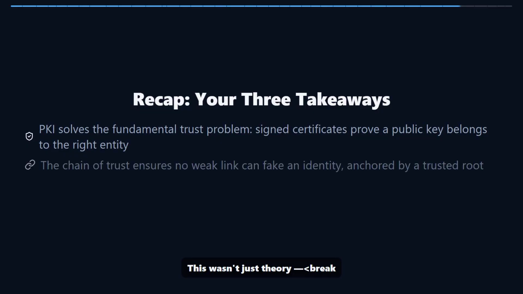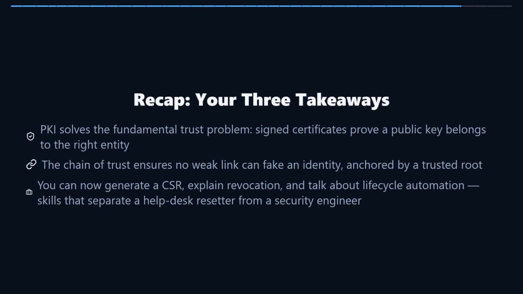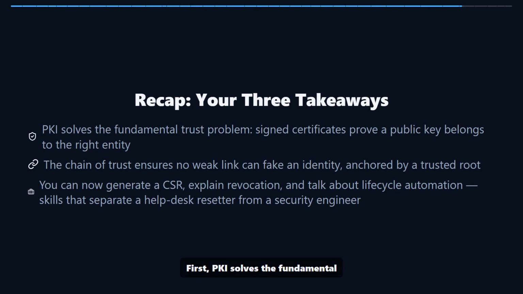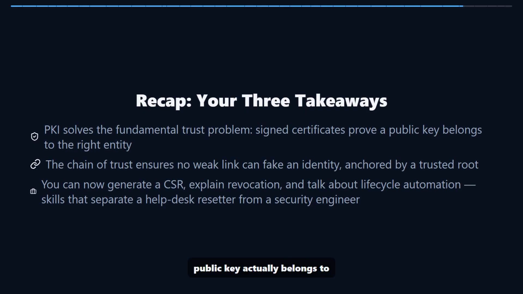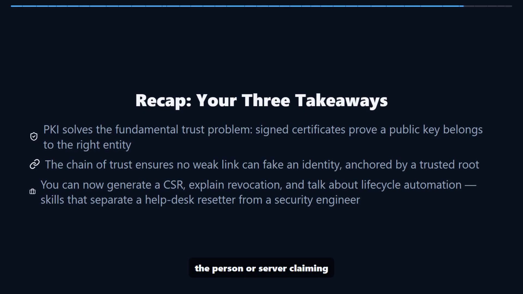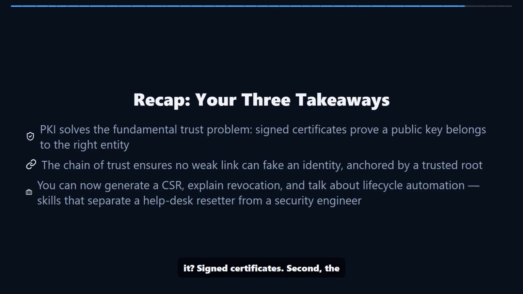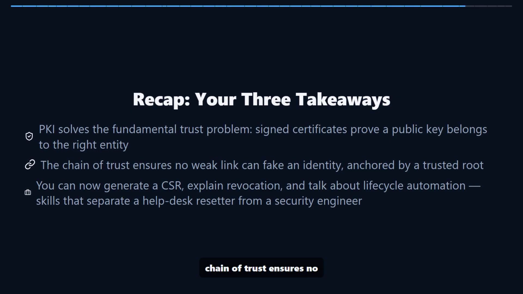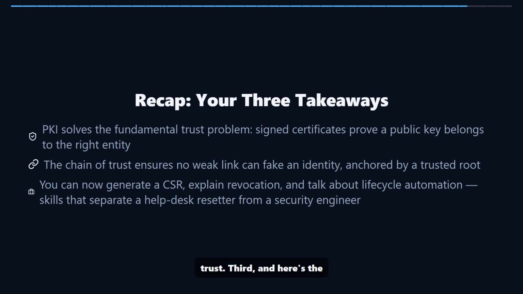Let's tie it all together. This wasn't just theory. You now understand the engine that secures the internet. First, PKI solves the fundamental problem we opened with: how do you know a public key actually belongs to the person or server claiming it? Signed certificates. Second, the chain of trust ensures no weak link can fake an identity, all the way up to a root you already trust.